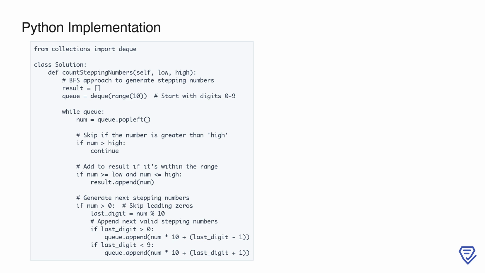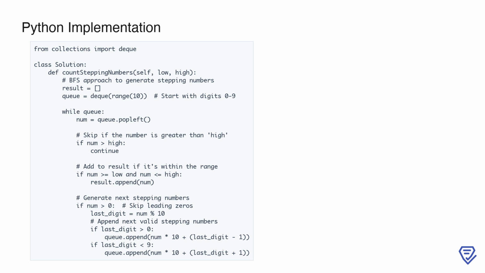Next, we enter a while loop that continues as long as there are elements in the queue. In each iteration, we use popleft to retrieve the first element from the queue. If this number exceeds the upper limit, high, we skip further processing for that number by using the continue statement. If, however, the number falls within the range defined by low and high, we append it to the result list.